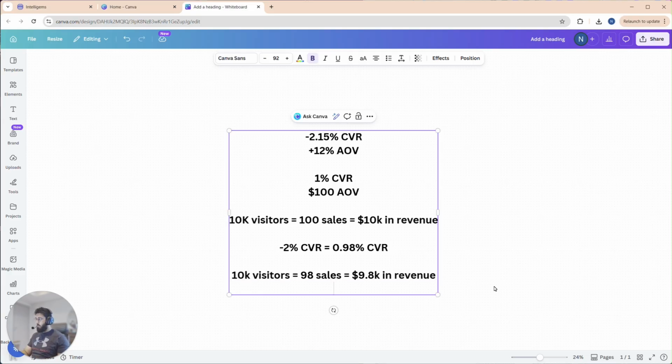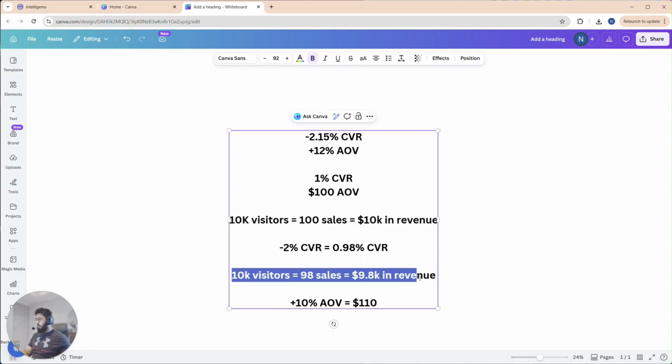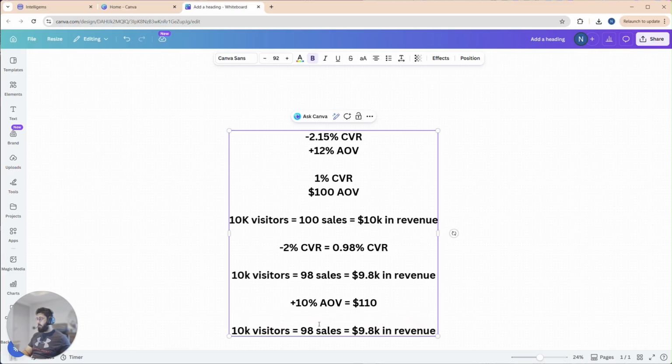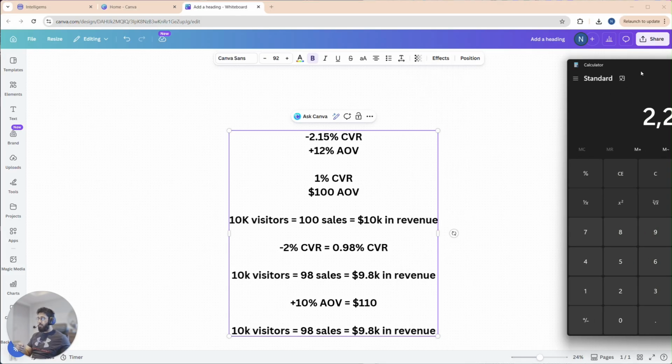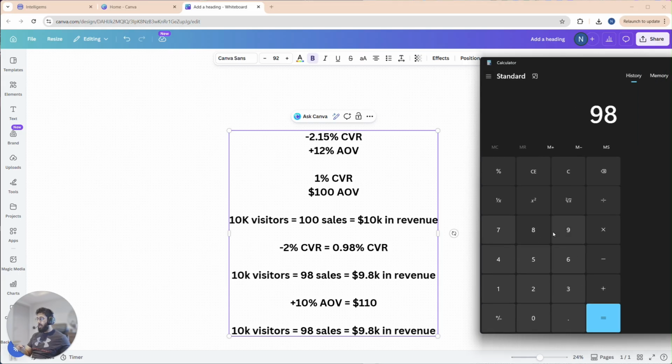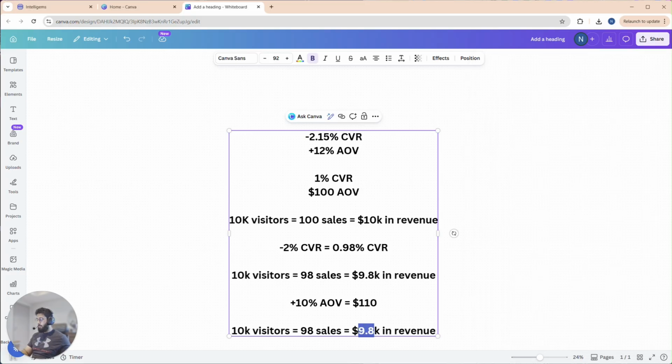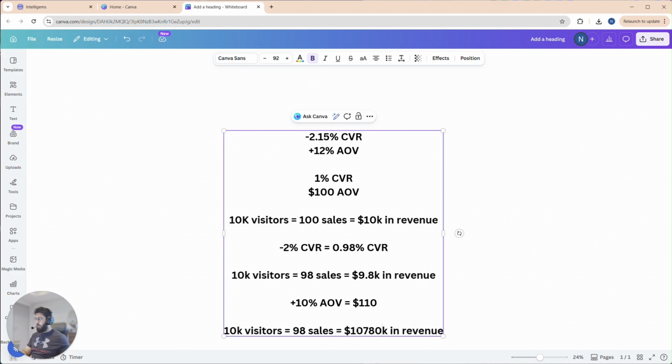However, if conversion rates went down by 2%, but at the same time, our average order value went up, just to make the maths easier, I'm going to say 10%. In the example I just gave, it was actually 12%, but just to make the maths easier, I'll say 10%. That means that our AOV is now $110, which means that if we take this equation here, put it down here, we still have 10,000 visitors, so that still produces 98 sales. But now we end up with, let me pull up my calculator, if we do 98 times 110, that's $10,780.